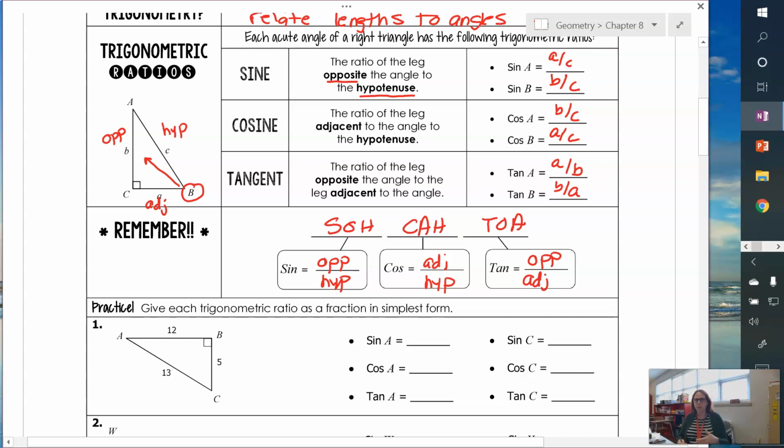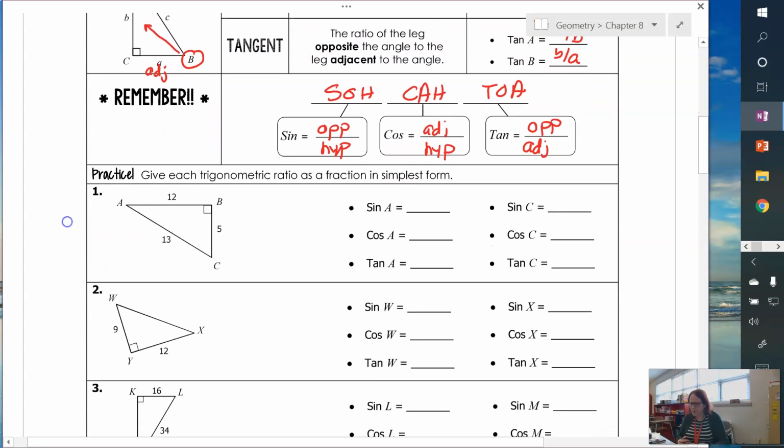So let's do a problem where we figure out these ratios, and we're going to use some numbers. Let's put some numbers in here. So I'm going to start with angle A, and the first thing I'm going to do is label the 3 sides of this triangle. So I go across the triangle, so this little 5 over here, that's opposite. Touching A is the 12, that's adjacent. 13 is opposite the right angle, so that's your hypotenuse.